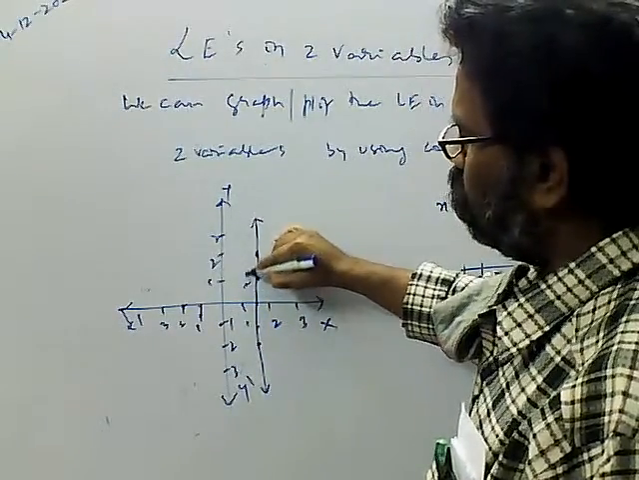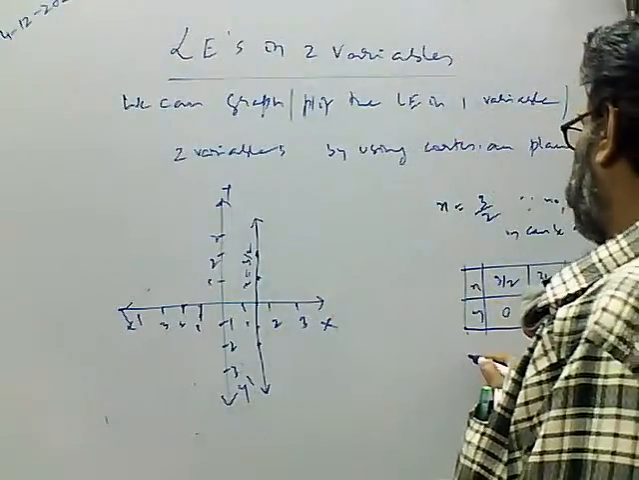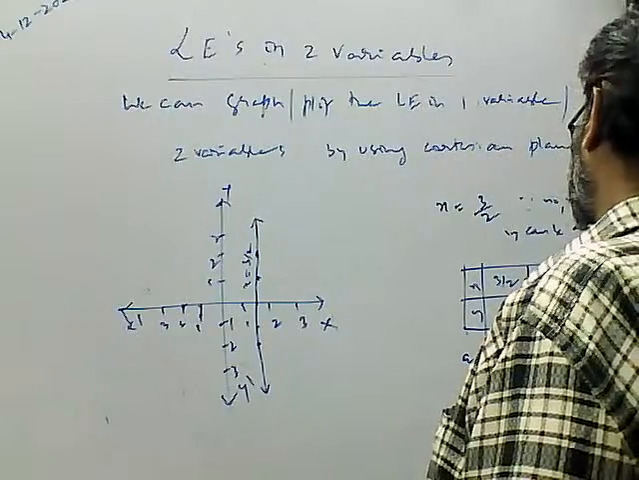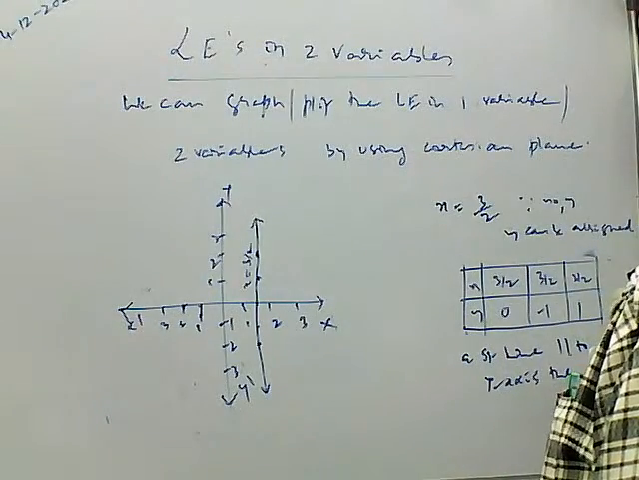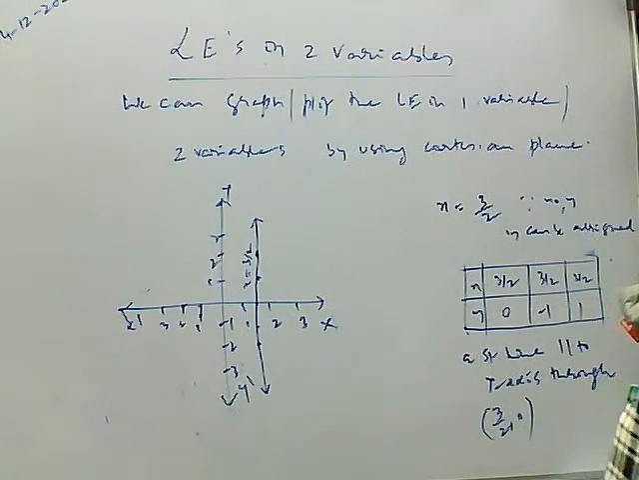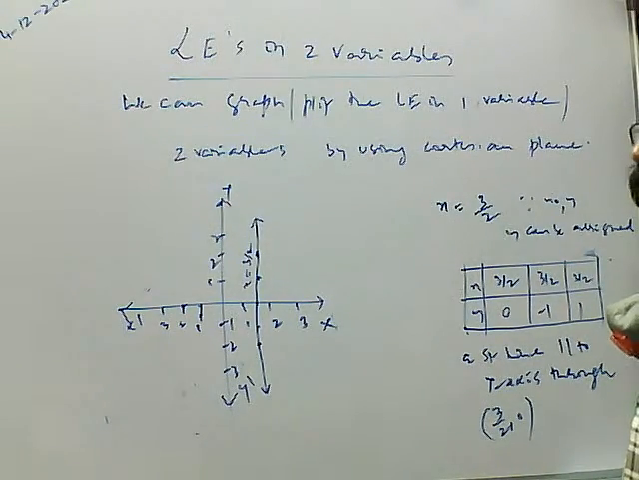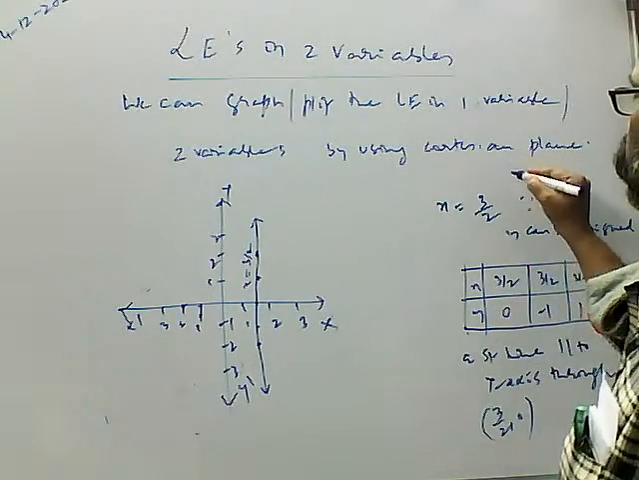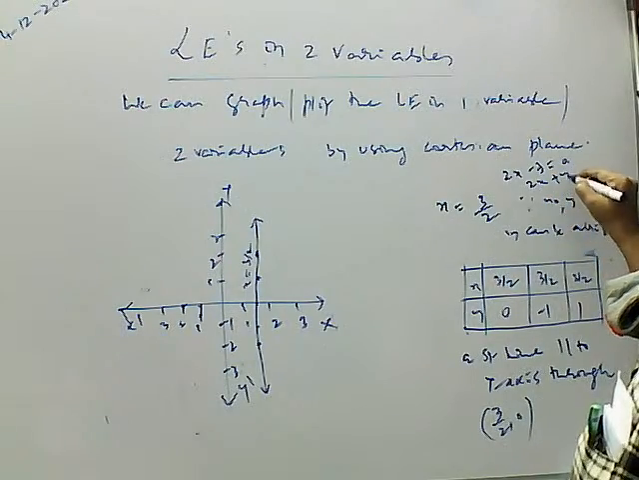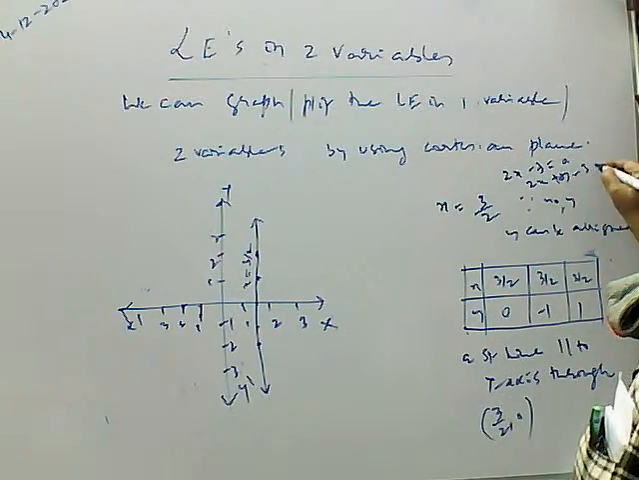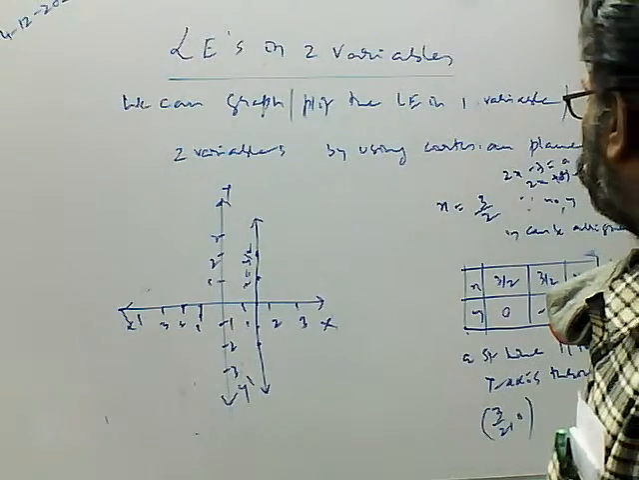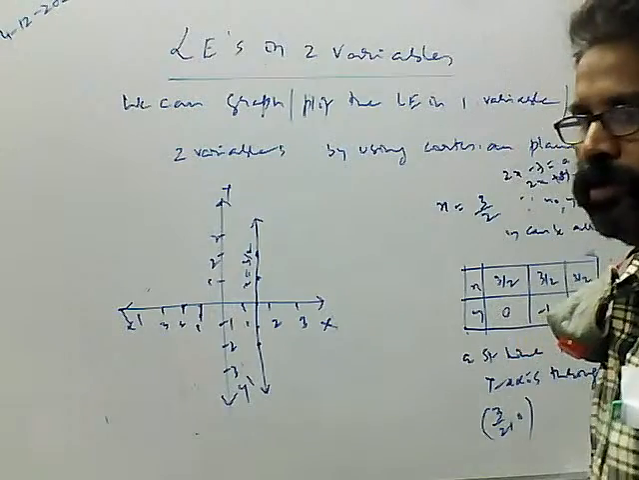This is x is equal to 3 by 2. You got a straight line graph parallel to the y-axis through (3 by 2, 0), right or not? This is the equation in one variable. So x equal to 3 by 2 you can write as 2x minus 3 is equal to 0, or 2x plus 0y minus 3 is equal to 0 also.